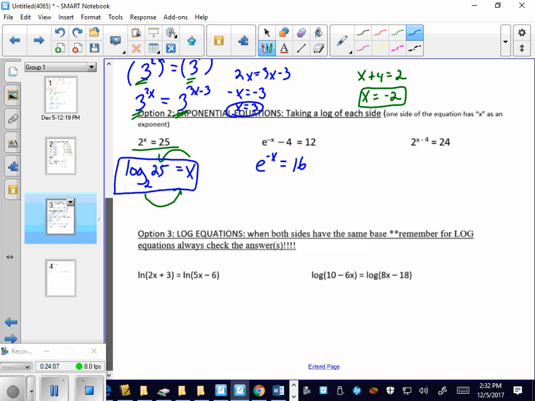16 cannot be put into a nice, common, easy base of e. As a matter of fact, it's one of the harder things to do. Hopefully you remember that e is the base of the natural log. And if you don't, just remember, you're going to have to know that one. E is the base of the natural log.